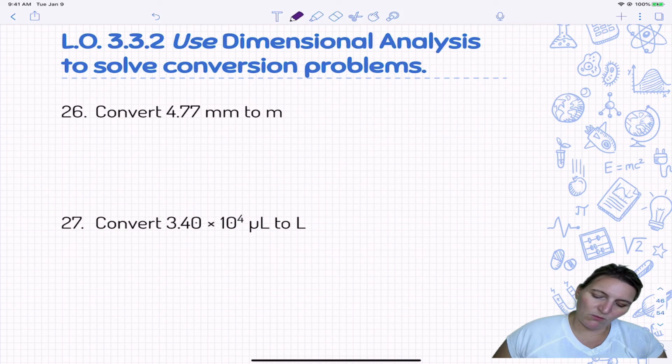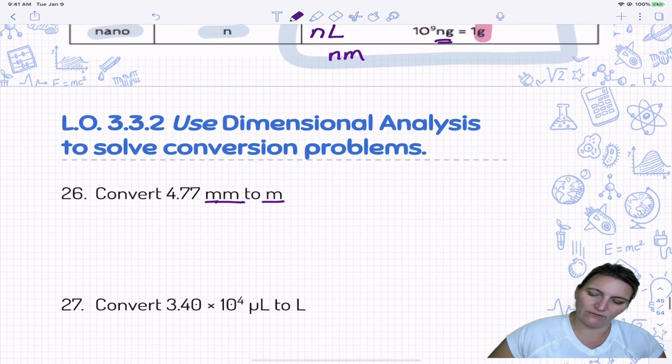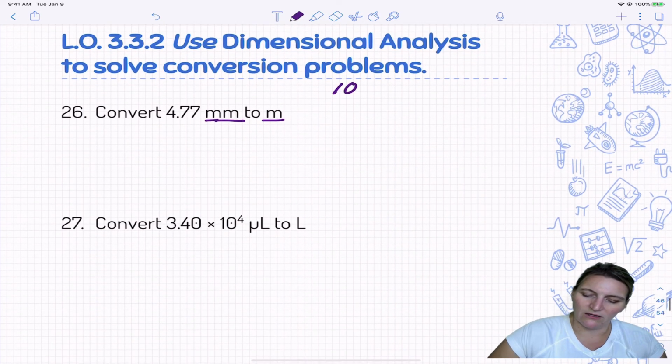So convert 4.77 millimeters to meters. Go back to the little scroll. What was the first step? Identify the conversion factor, right? The conversion factor for millimeters and meters. You can go back and look at the chart. It's 1,000, right? 1,000 millimeters equals 1 meter.